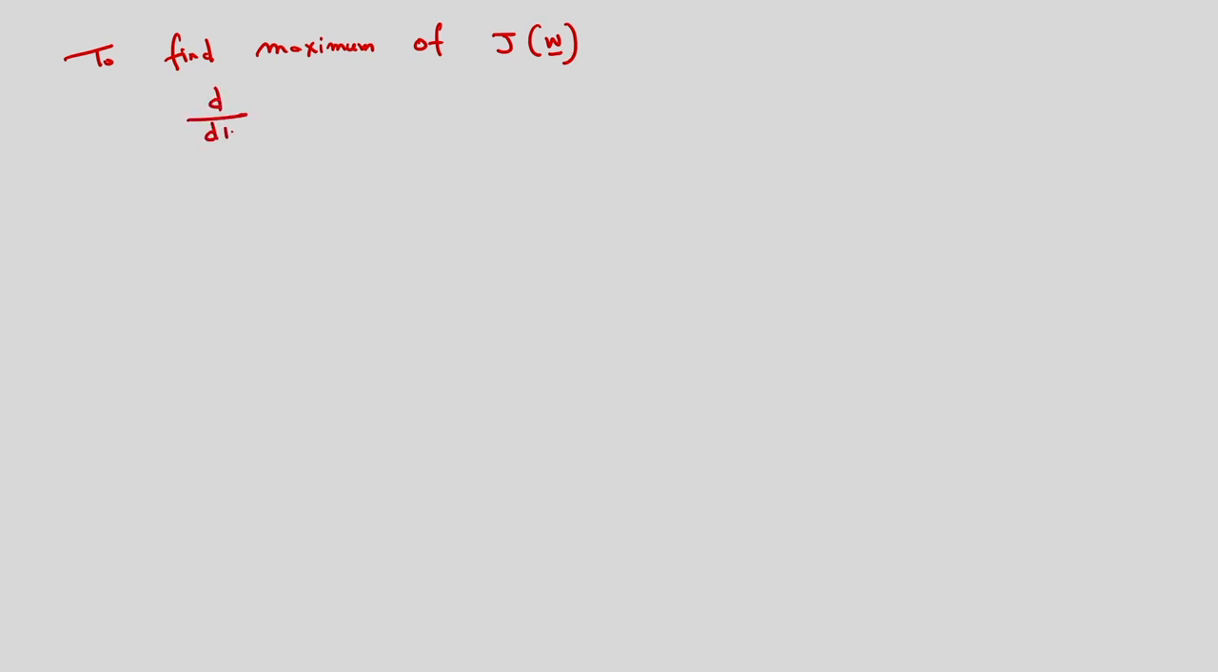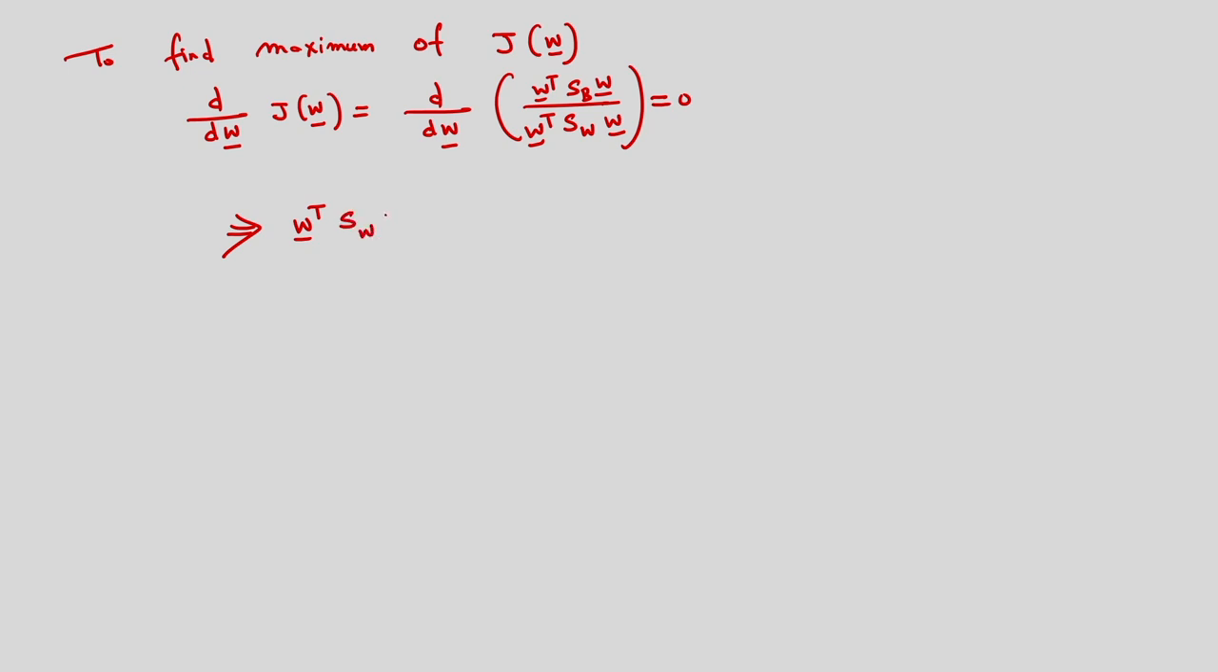So that means d/dW of J(W), that is nothing but d/dW of W transpose S_B W over W transpose S_W W, that is equal to 0. So how to differentiate this one? So this will be equal to W transpose S_W W, d/dW of W transpose S_B W, minus W transpose S_B W, d/dW of W transpose S_W W.